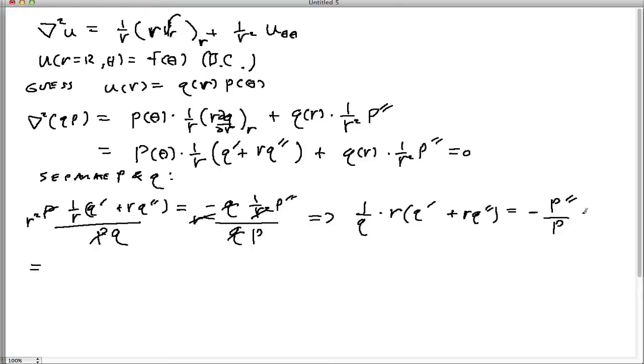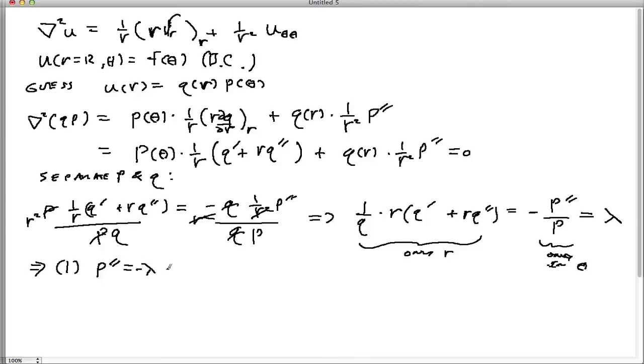Well, actually, we can pause for a moment here, and just note that we can set that again. Again, this is a function only in R, and this is a function only in theta. And so when we have two sides that are equal to each other, yet they're functions of different independent variables, we can set them equal to some unknown constant. And then what we can get is two separate equations. The first equation is just the standard one that we've seen many times. P double prime is equal to negative lambda P. Okay. Again, that's our theta equation.